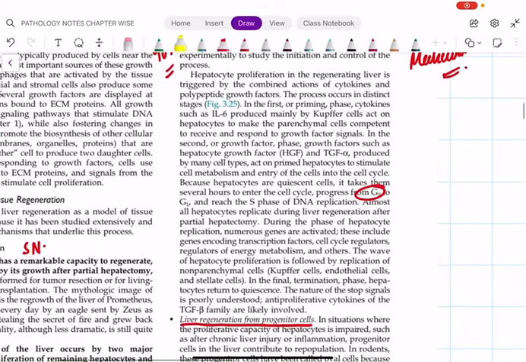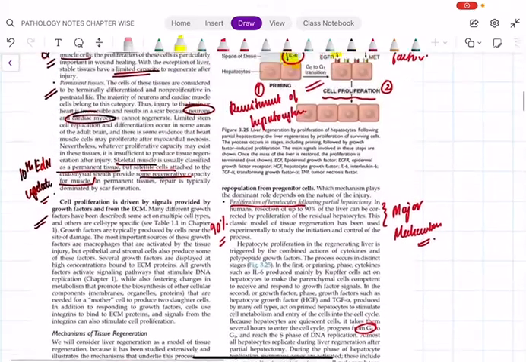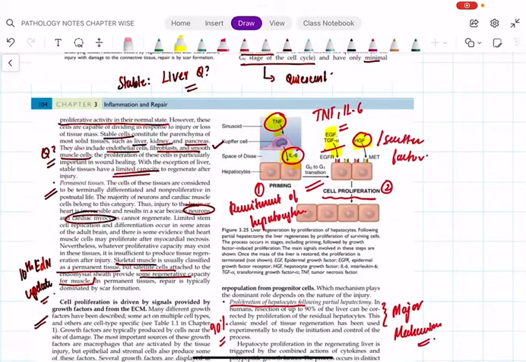This is what they have mentioned in this paragraph, nothing more. Even though it is asked as a short note question, you should know the steps, priming and cellular proliferation. These are the two steps under the first major mechanism, the proliferation of hepatocytes following partial hepatectomy, which accounts for the 90%.